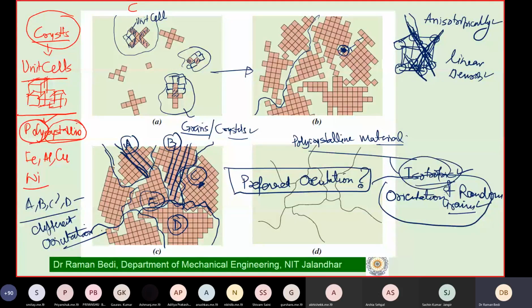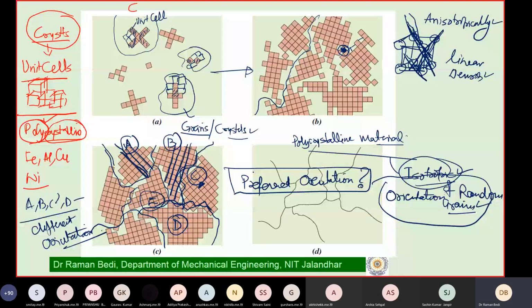But as I said, it is possible for us to orient the grains in one preferred orientation also. And once I do that, what will this preferred orientation do? This preferred orientation will introduce anisotropy.